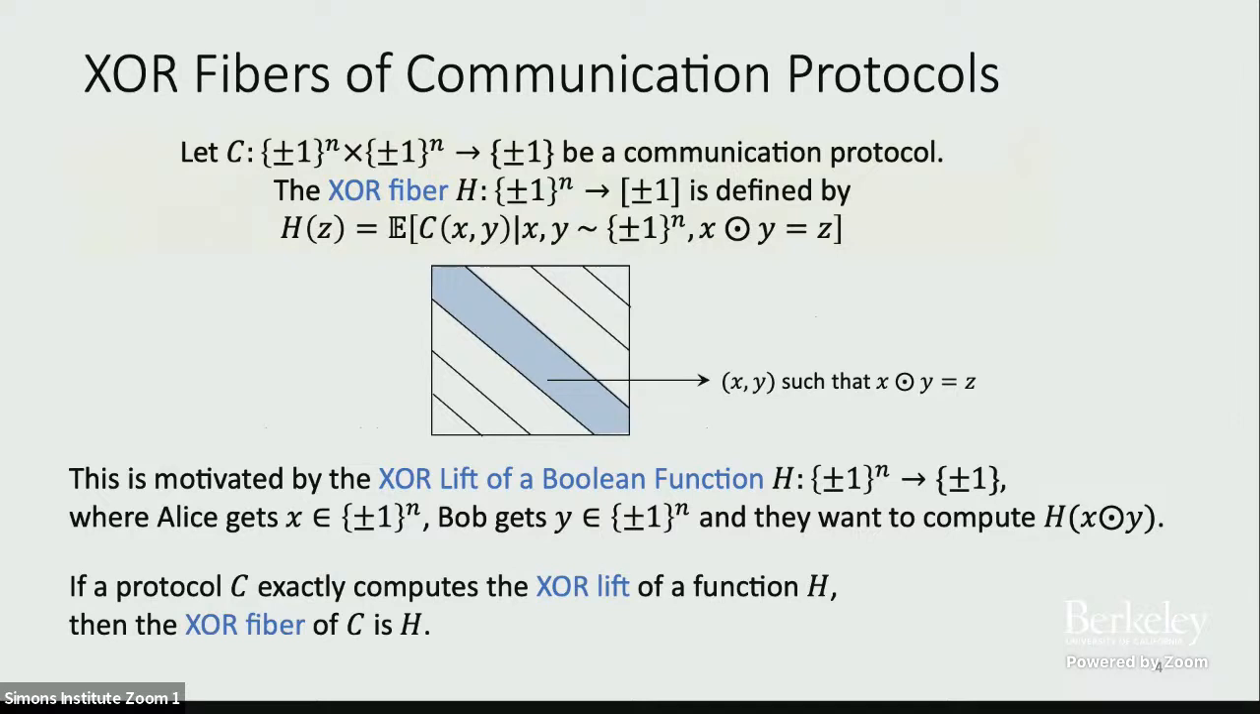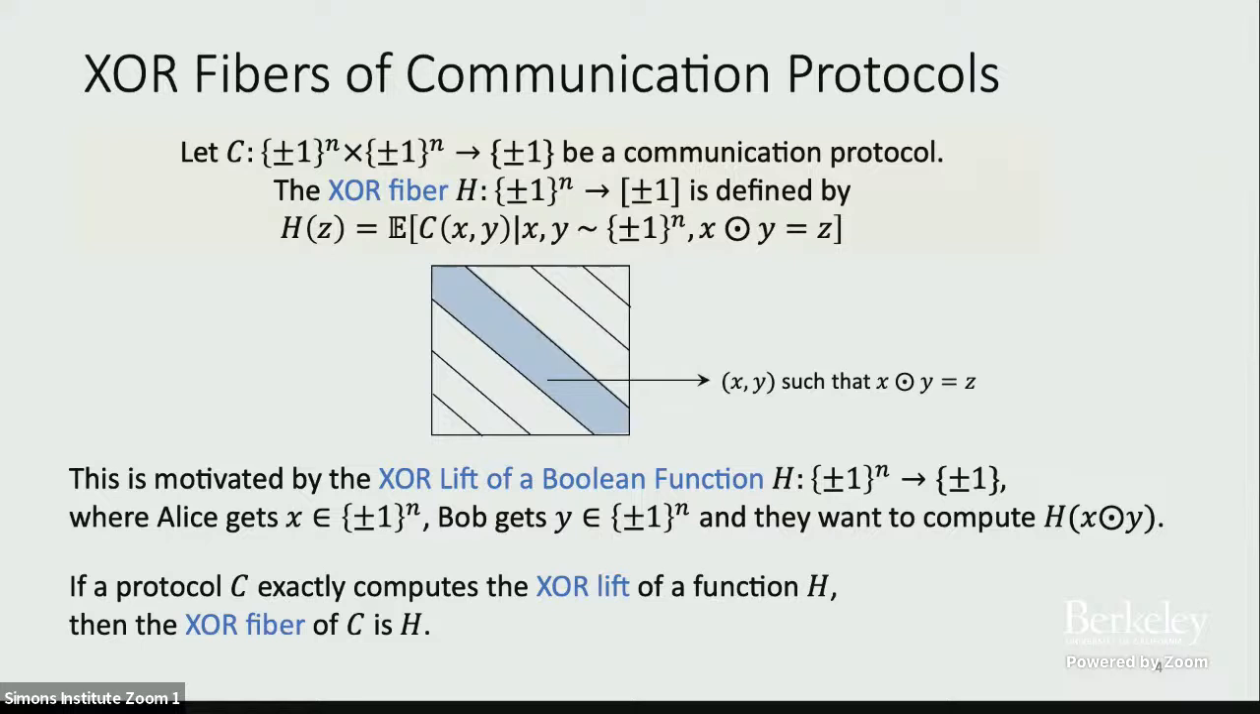So given a communication protocol, you can define the XOR-Fiber as follows. You look at the average output of the protocol over all x comma y such that x XOR y equals z. Call this h of z. So h is the XOR-Fiber. So the picture is as follows. You can view the communication protocol as this matrix where you have Alice's inputs and Bob's inputs. You're looking at the diagonal of x comma y such that the XOR equals z, and you're taking the average of the protocol. This is what we call the XOR-Fiber of the protocol.